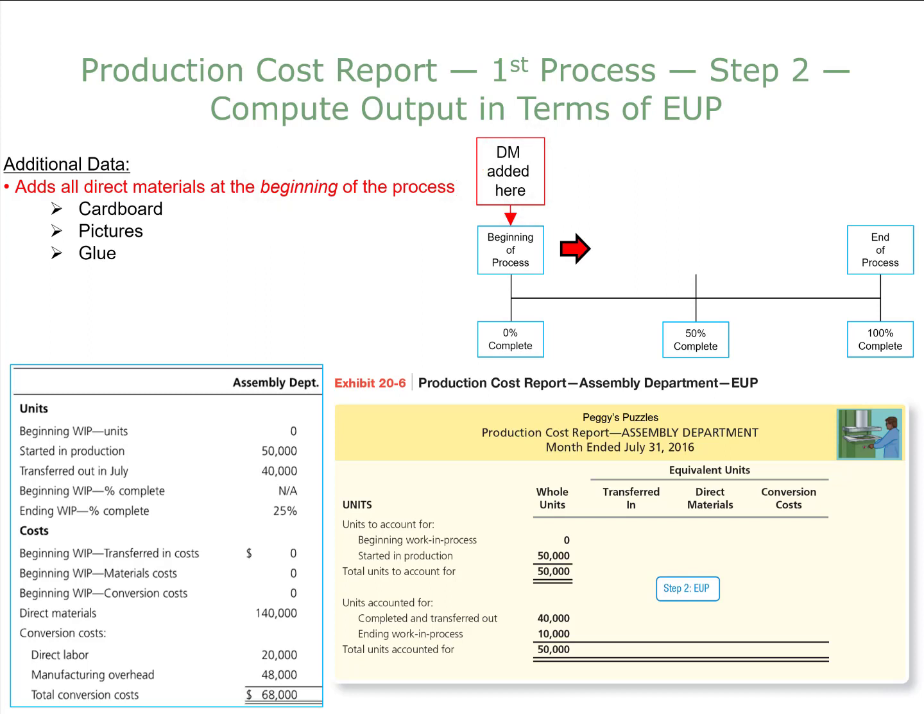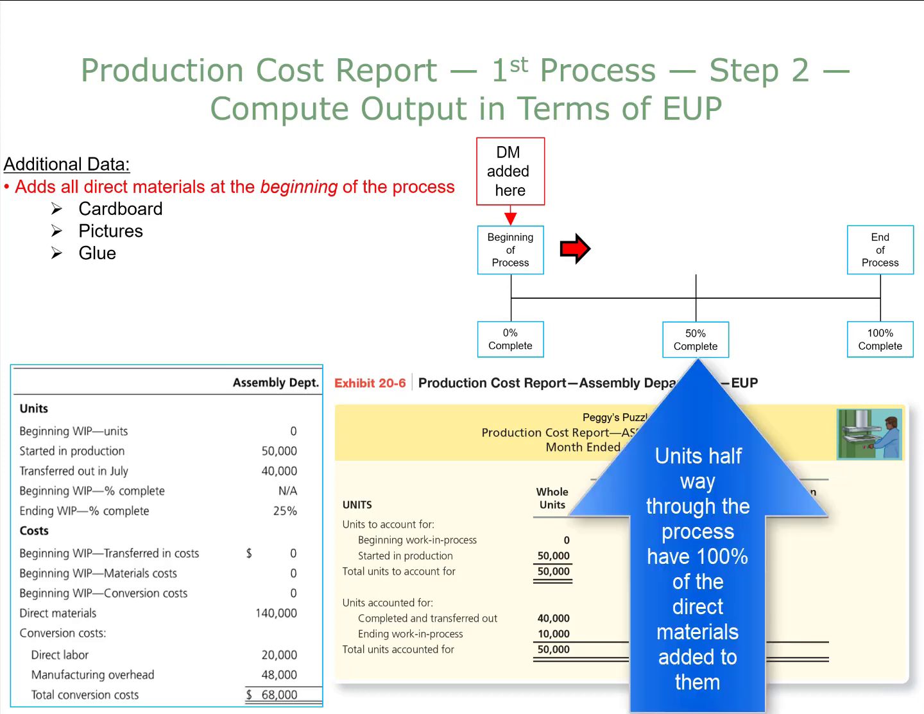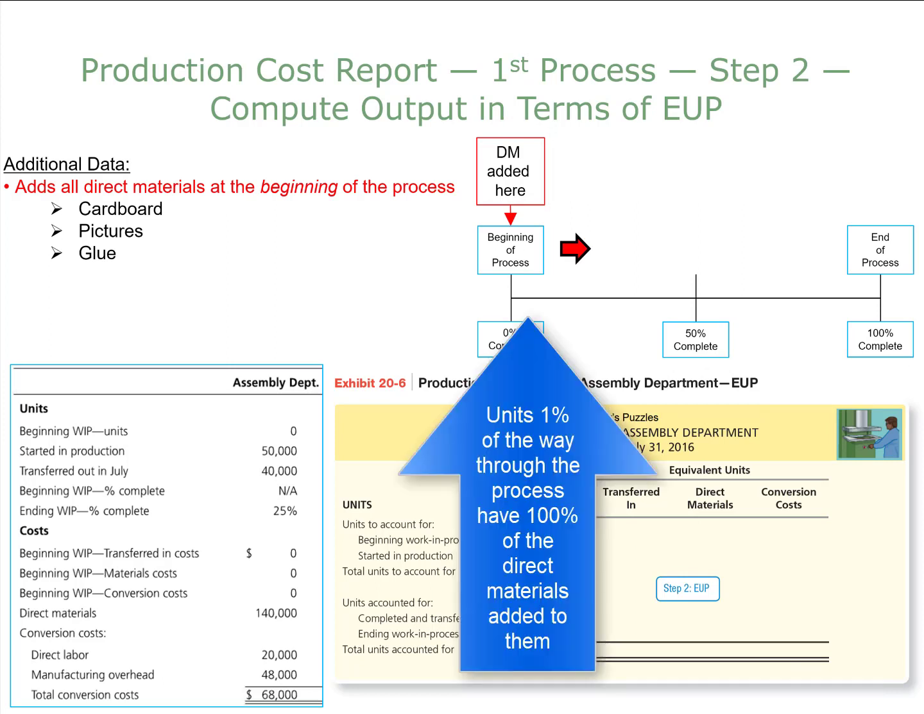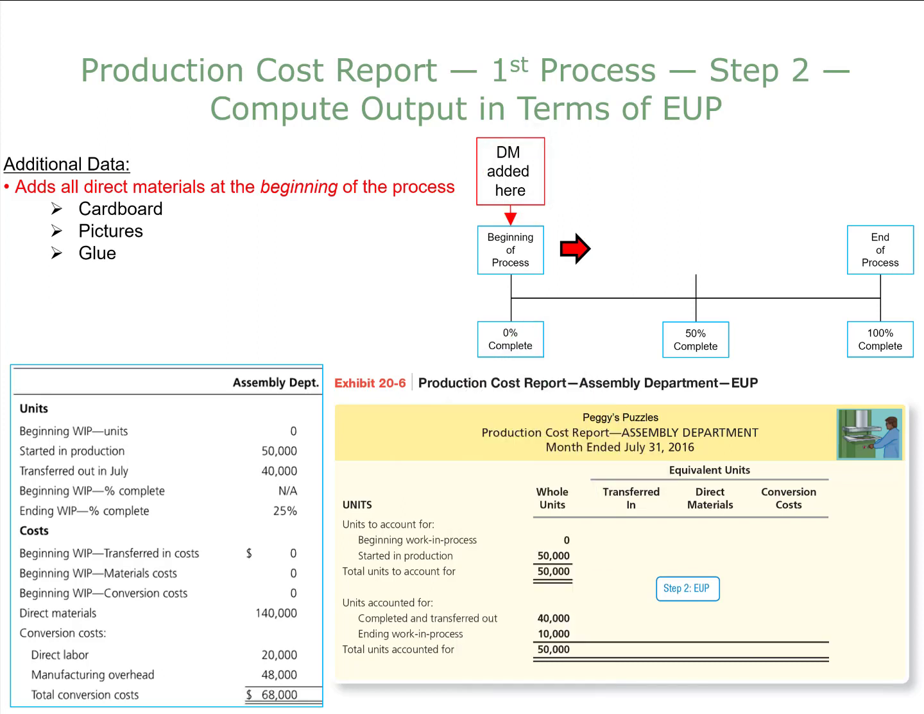So that means, for example, that if the ending work-in-process units were halfway through the assembly process, they already have all of the direct materials applied to them because this particular department applies the materials at the beginning of the process. In fact, if the ending work-in-process units were only 1% through the process, they would all have had 100% of the direct materials applied to them because the direct materials for this process are added at the beginning. This is important when we calculate the equivalent units of production for direct materials.